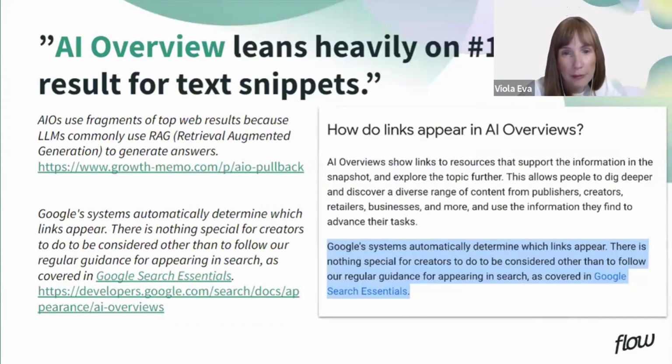Next to the Google documentation, there's another Google Search Essentials page, in which Google says Google's systems automatically determine which links appear in Google's AI overview. There's nothing special for creators to do to be considered other than following our regular guidance for appearing in search as covered in the Google Search Essentials. Now, obviously, Google has been telling us that for years, just write relevant content and you'll rank. There's a little bit more to it, but they're basically saying as of today, there's not an obvious hack or trick to make it into AI overview, but they're filtering for what they're always filtering for, which is high quality content.